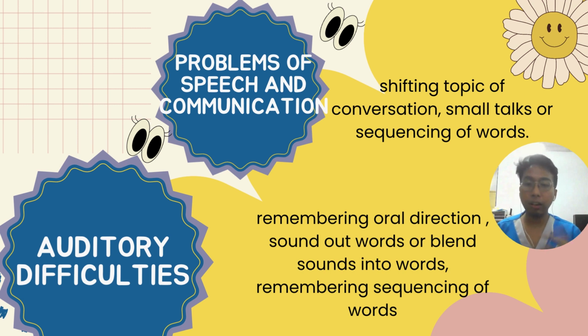And the next is auditory difficulties, where they have difficulties remembering oral directions, such as, let's go to the left. So they have difficulties processing the words, how does left work? And then sounding out words, such as, how does a chicken sound like, or a cow sound like. So they can't sound it out or blend the sounds into words, and then remembering sequencing of words.